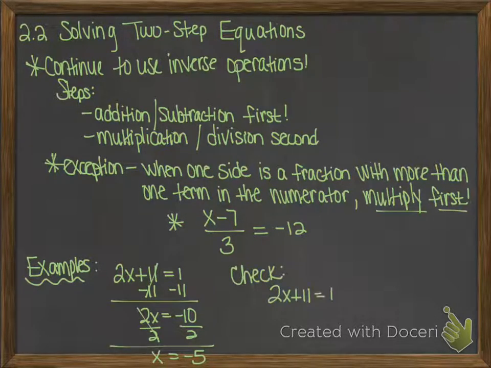Checking our work, start by rewriting the original equation. Next, plugging in negative 5 for x. We have 2 times negative 5 plus 11 equals 1. So we have negative 10 plus 11 equals 1, and now 1 equals 1. Great. We did that correctly.